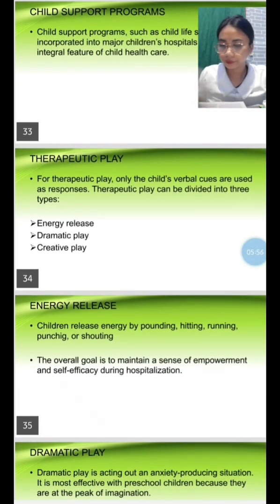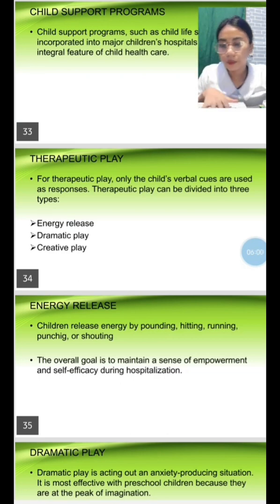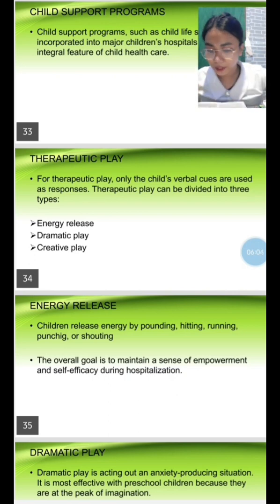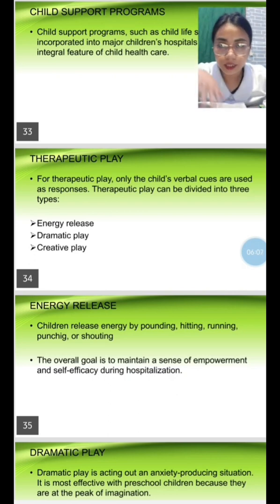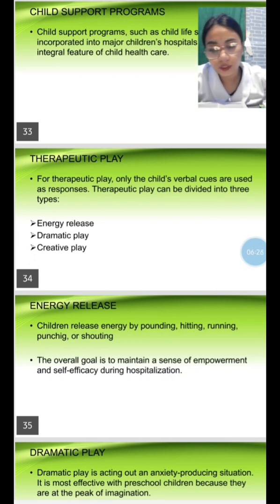So for therapeutic play, children's verbal cues are the only responses used. Therapeutic play can be divided into 3 types: first, energy release, dramatic play, and creative play. I'll explain that further.